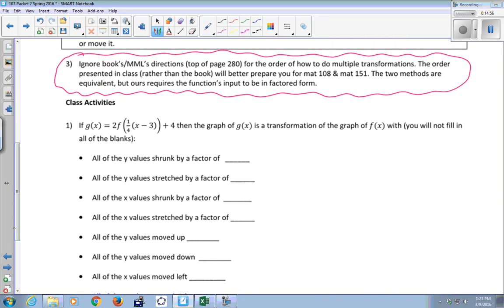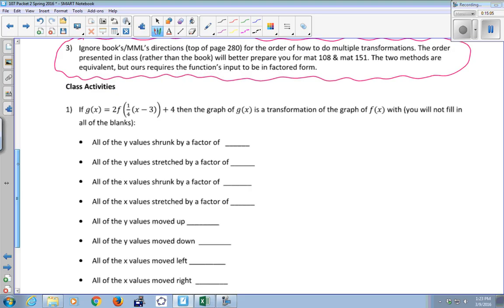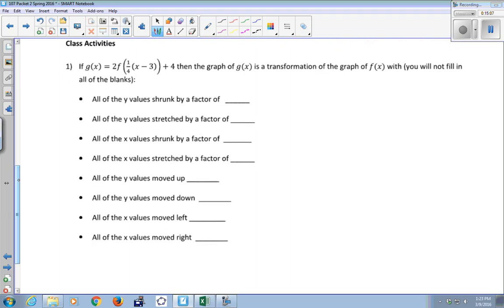All right, so those are the transformation rules. It took us 2 days to figure them all out, but that's what they are. And now you're going to work through class activities where you apply them in lots of different ways.